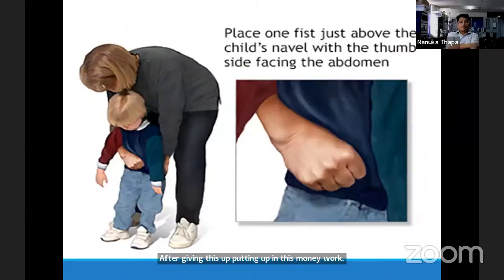This is one more picture, showing that if there is any foreign body or other obstruction in toddlers or older children, then pressure can be applied just above the umbilicus in the abdomen and a gentle thrust should be given. So this is regarding management of foreign body.